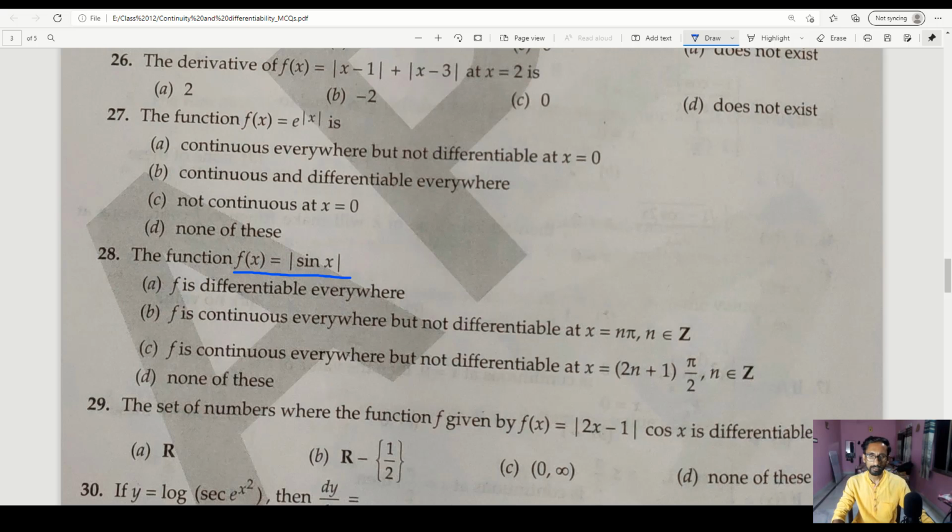So in this case, option B can be the correct answer, which says f is continuous everywhere. The sin x function is continuous for all real values of x, but not differentiable at x equals n pi, n belongs to Z. So option B is the correct answer.